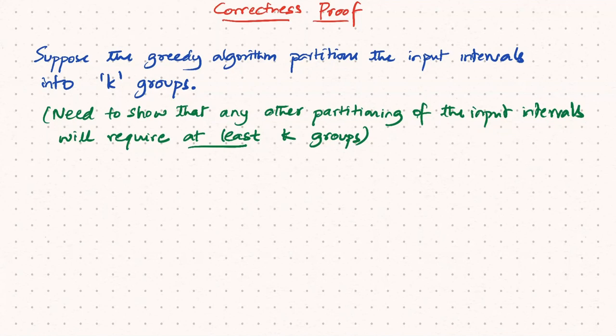What we need to show is that this greedy algorithm is doing something and producing one output, and that this output is one of the optimal solutions. There may be others, but it's definitely as good as any other. That's what we are trying to argue. Any other partitioning will require at least k groups. If it's another optimal partitioning, it will take exactly k groups, but it can't take fewer than k groups. It can't do better than our greedy algorithm. That's what we want to argue.